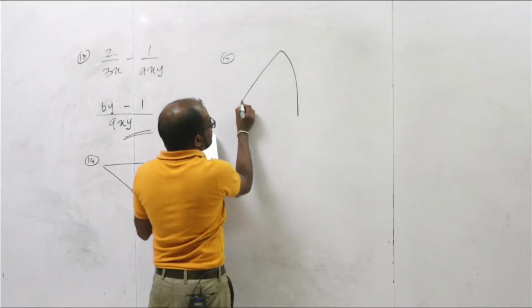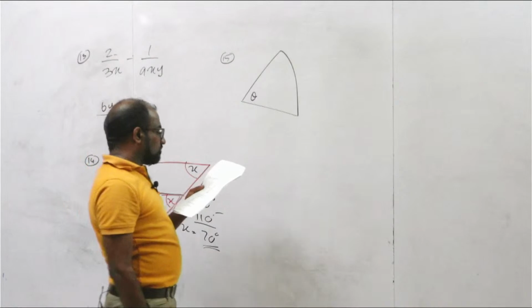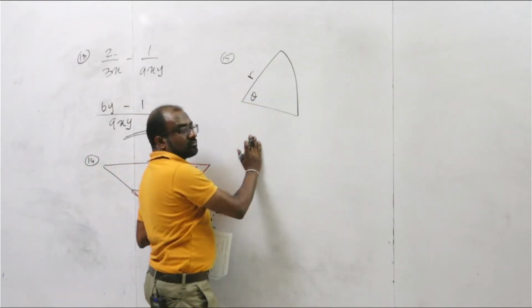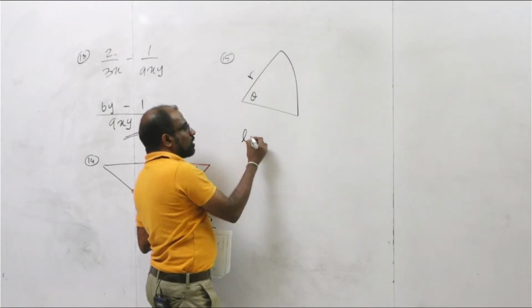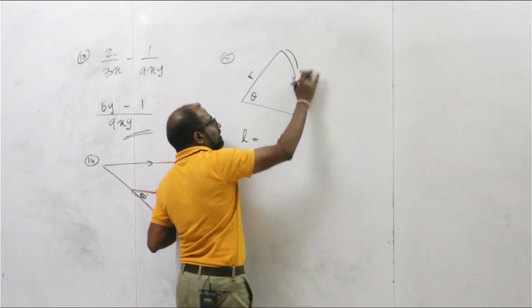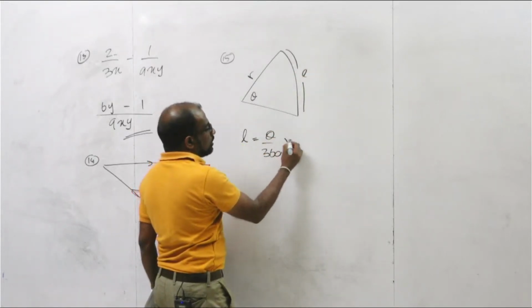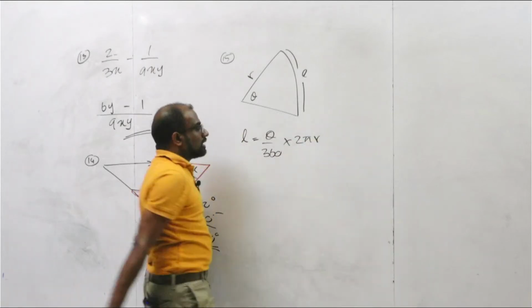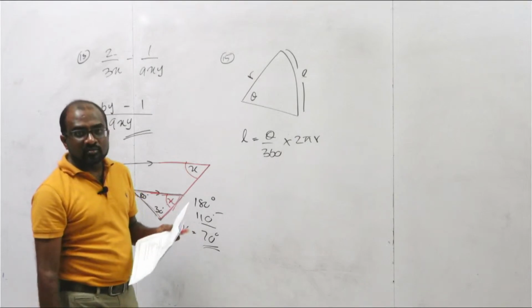If the central angle is theta and the radius is r, the arc length is given by the formula theta over 360 into 2πr. This is the very first theorem you have in grade 10.